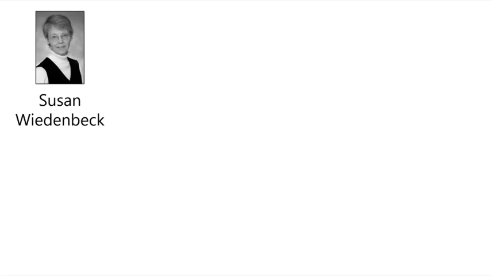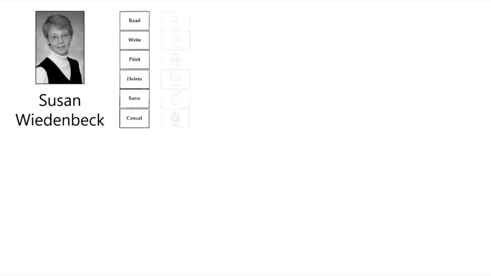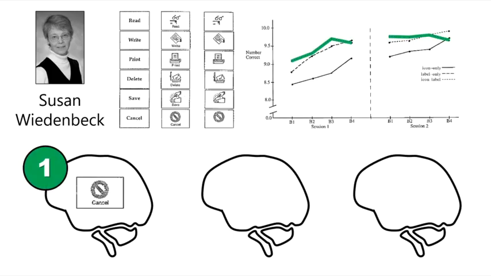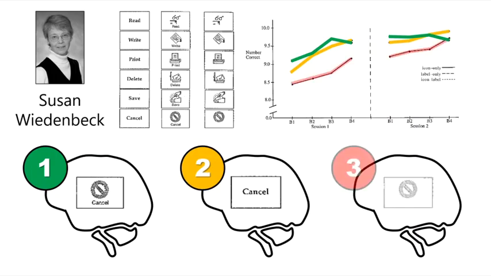Susan Weidenbeck did a research study comparing 3 different approaches to helping people learn and remember what different buttons do. Text only, icon with text, and icon only. The best result came from a button with icon plus text. Next best was text only, and icon only scored the worst.